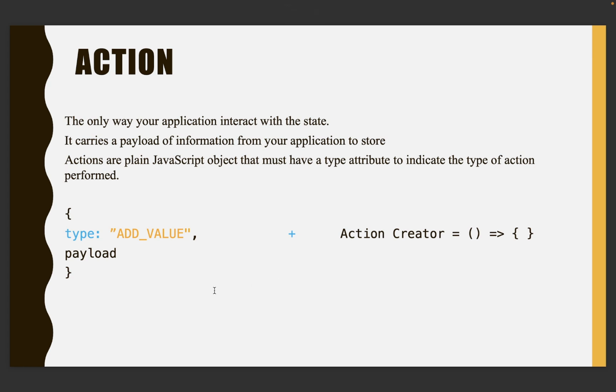And we have our action. So our action is a JavaScript object that has this type attribute, which indicates the type of action we are performing, and has a payload. Not all actions have a payload. Maybe you just want to dispatch an action that doesn't have a payload. It's also possible. And also this action will be wrapped inside our action creator.